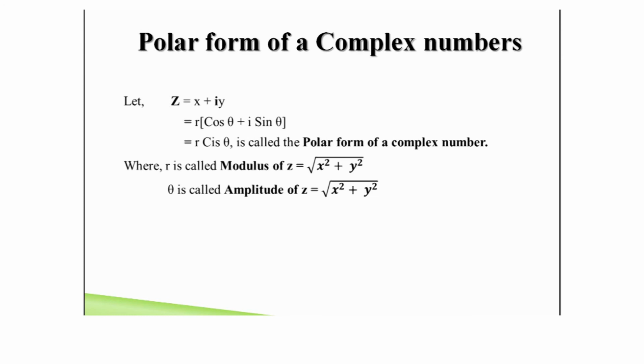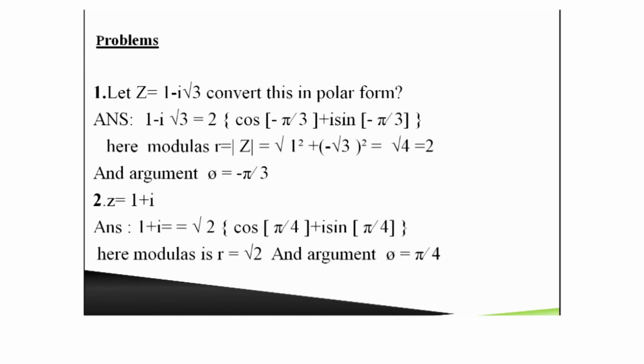We can find complex number in more than one form, and that is polar form. For example, if you are given z is equal to 1 minus i root 3, see, keep it in mind, this is in Cartesian form. How to convert into polar form? As I have given to you the form 1 minus i root 3, we can write it as r into cos theta plus i sin theta. Here you have to find out r.